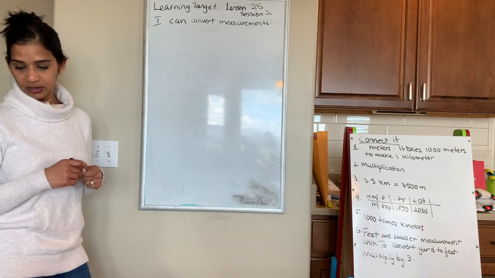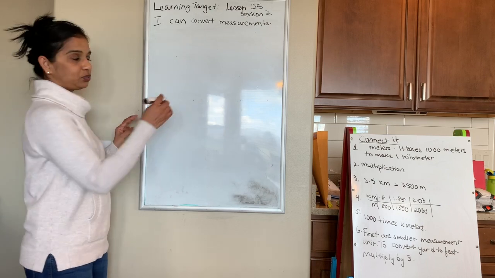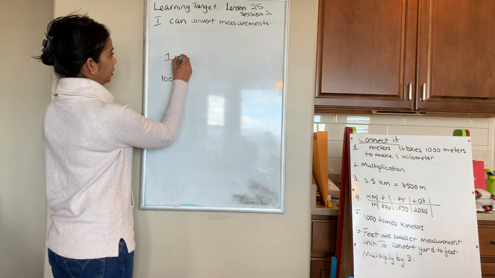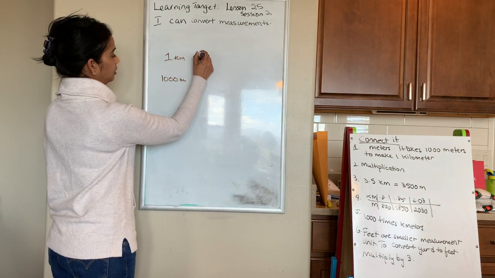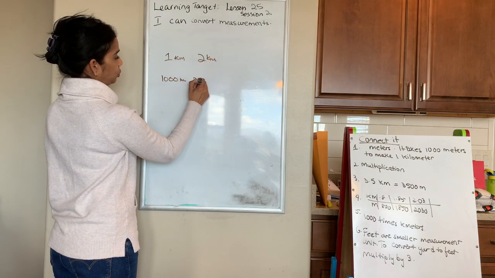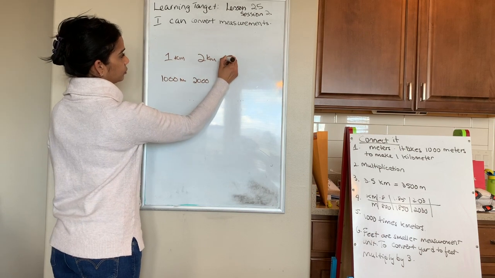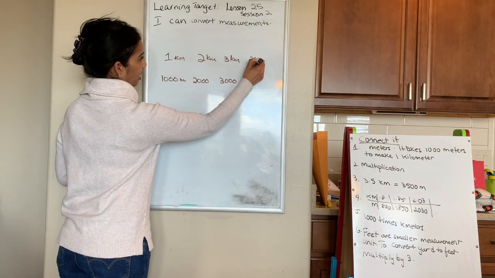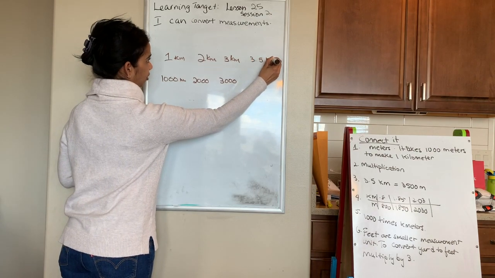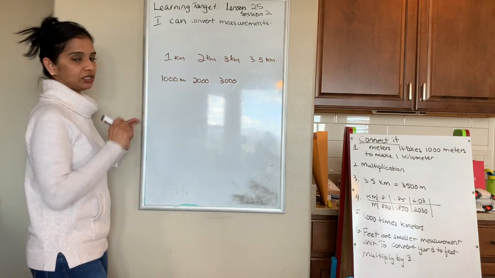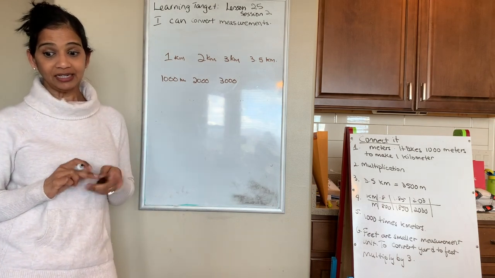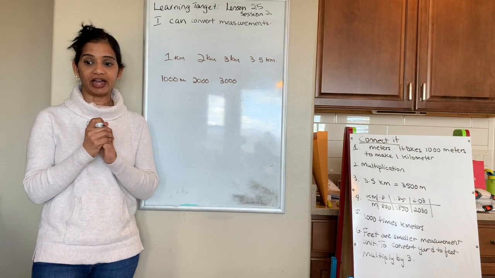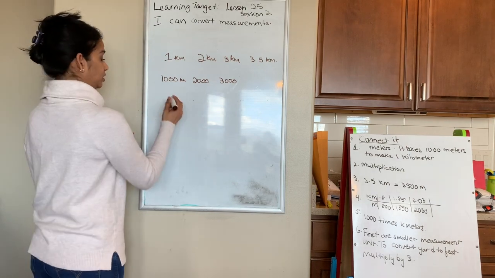What do we think? 1 kilometer is 1,000 meters, 2 kilometers, 2,000 meters, 3 kilometers, 3,000 meters, but now we have 3.5 kilometers. So to find the number of meters in 3.5 kilometers, we could multiply 3.5 by 1,000, which is what we did before.